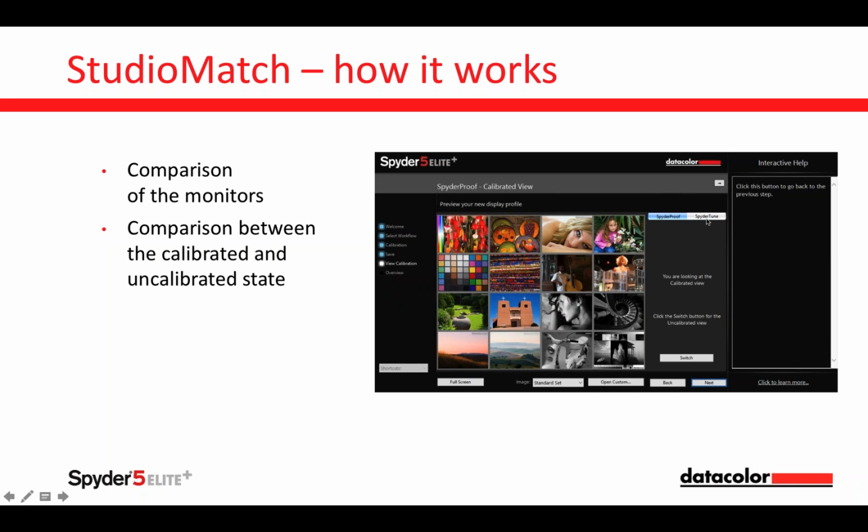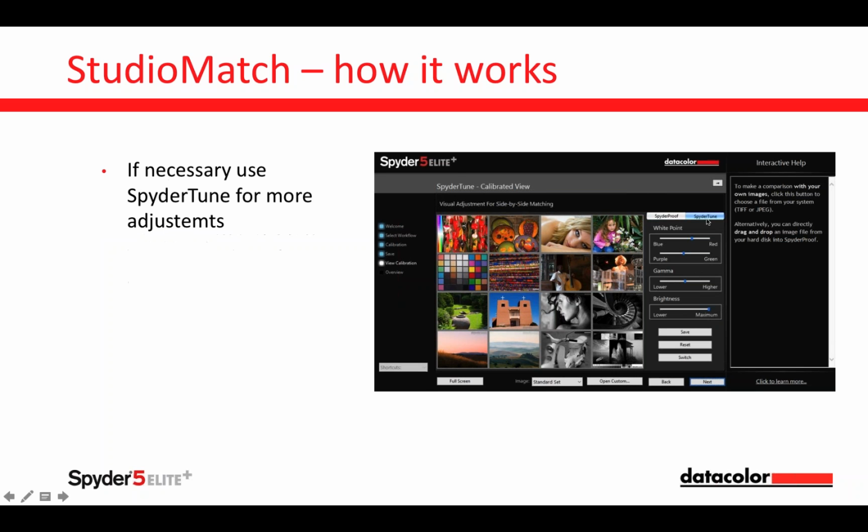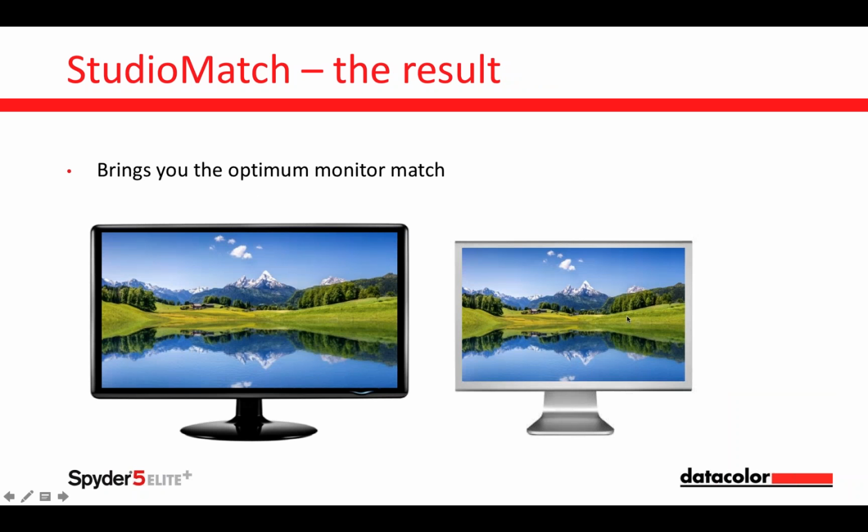So then here is Spyder Tune. That's the feature you already know. You can click it, and you have the sliders again if you need to tweak the color a bit, still matching the primary screen. If you did that, your screens are matching as close as possible. That is the StudioMatch with the extended feature to make matching even easier than ever before.